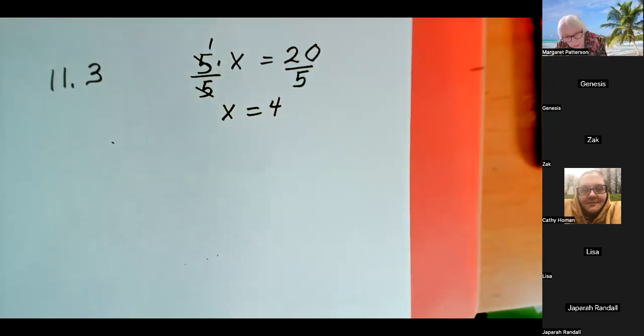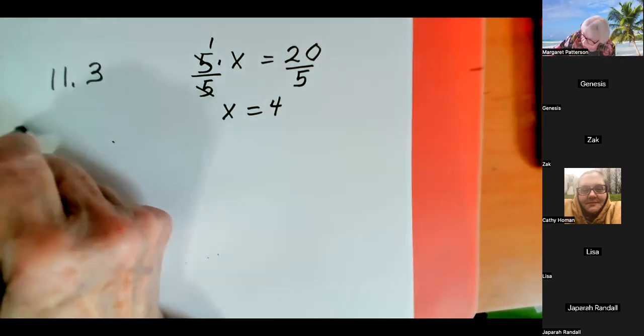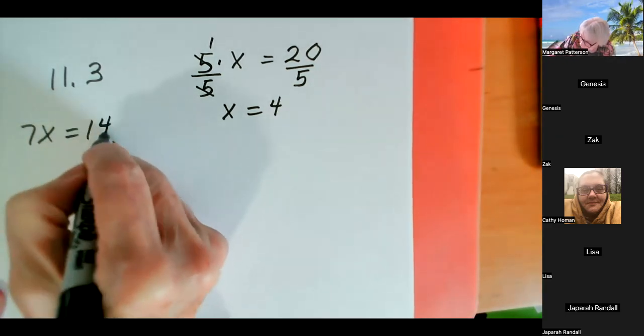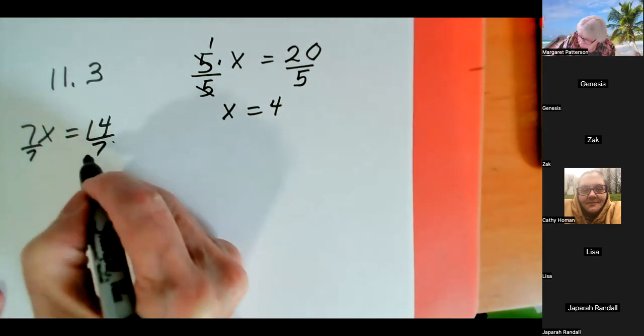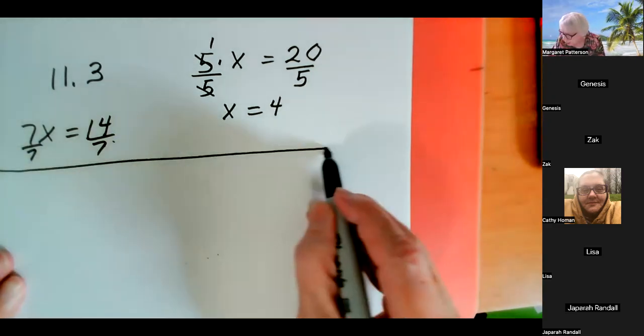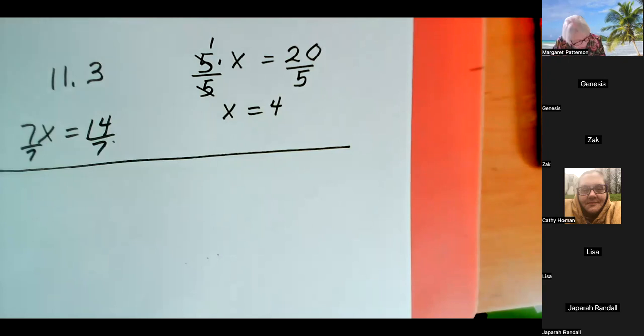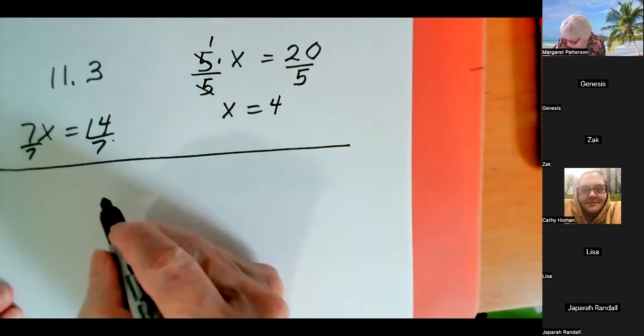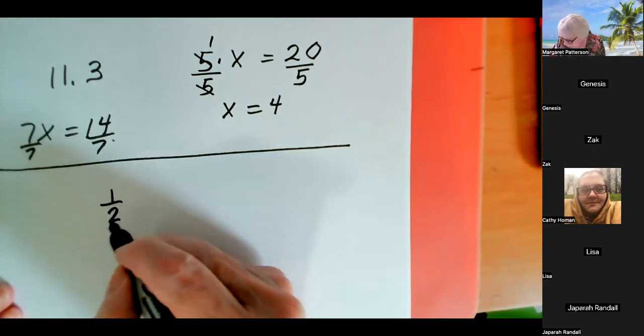But I think most people got that because we had to do it a number of times. And so I think the minute you see this, 7x is 14, you're going to say divide by 7, and you're going to be a happy person. There is one thing in this section that is a little bit different, and I want to show it to you.